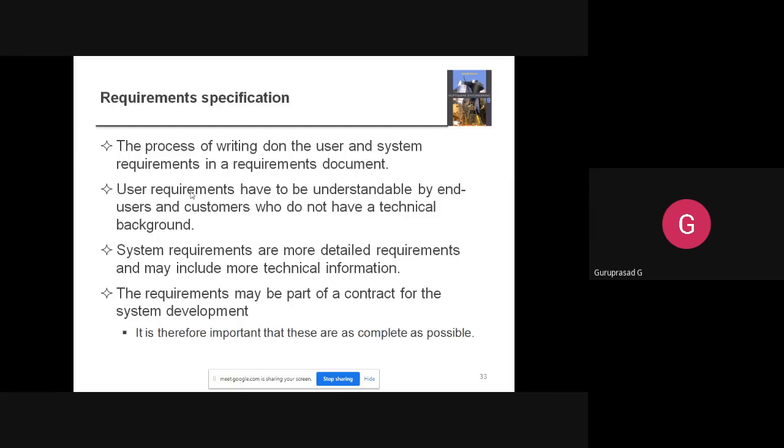So that is why user requirements have to be understandable by the end users, whereas the system requirements are generally used by the technical people, correct? So that is about the requirement specification. Okay, so this we have told in the beginning, system requirement versus user requirement, correct? User requirements are abstract statements, system requirements are more detailed statements of the requirements. So that is the two classification of the requirements.